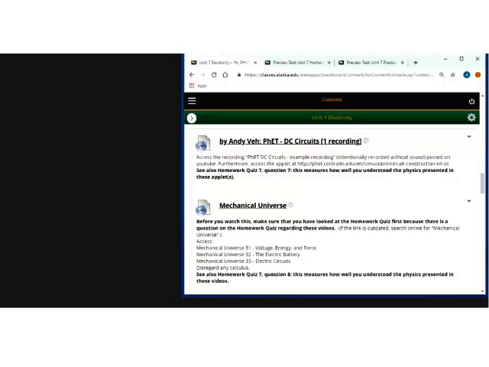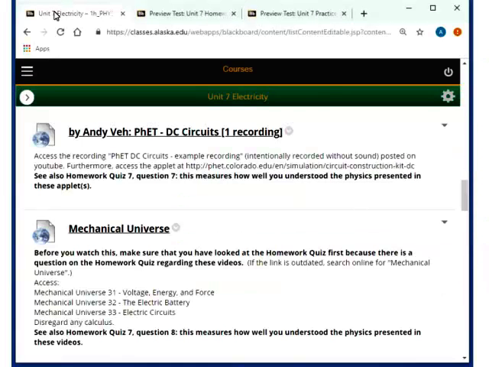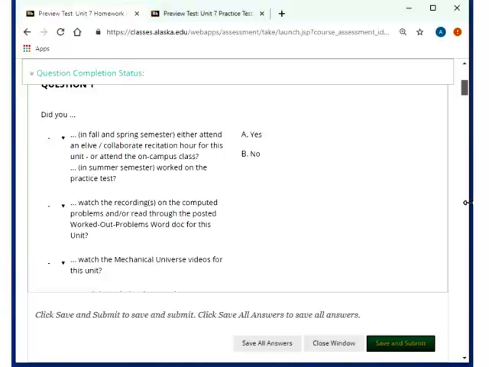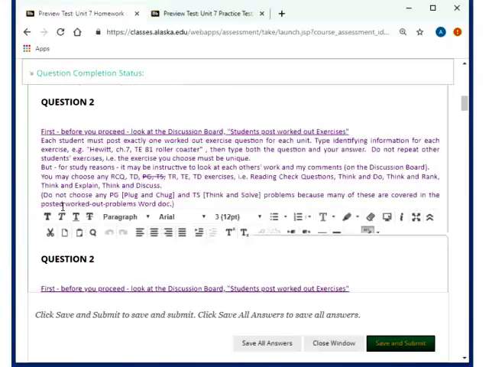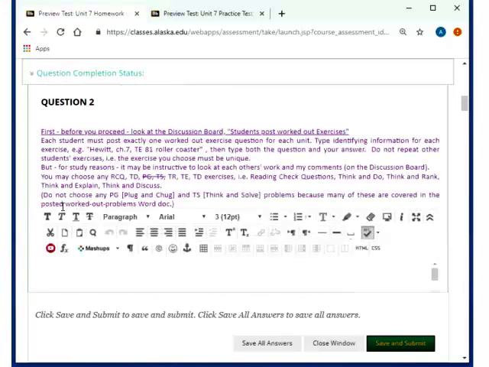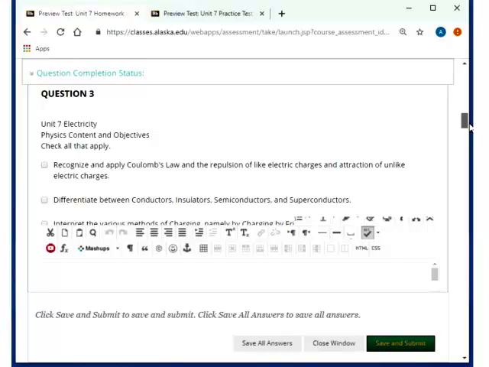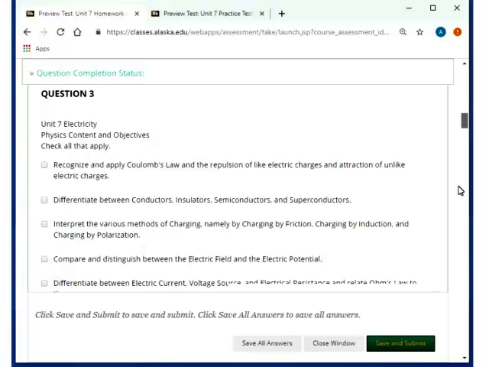with the homework quiz. All right, homework quiz. So of course the first one here, just enter yes for everything as you're doing this. So you're working on the worked-out problems, you're watching the Mechanical Universe, you read the chapters and so on. The second one, you're familiar with that by now, the exercise question that you're going to post and your answer to that. The third one here, physics content and objectives, read through these, and I believe all of these apply, so you may want to check them all.